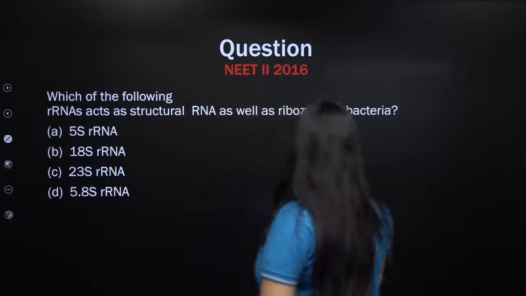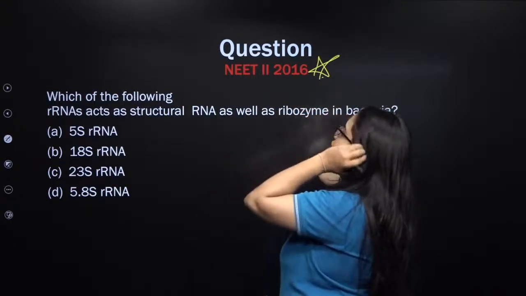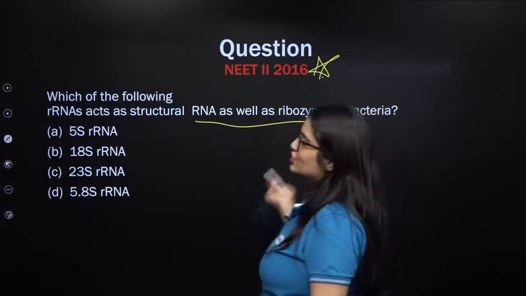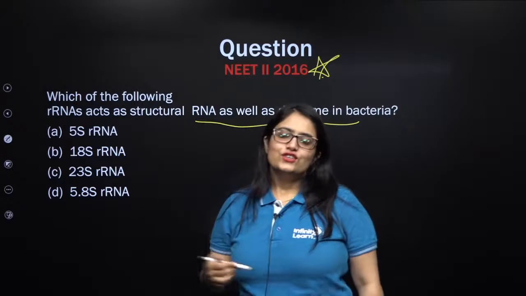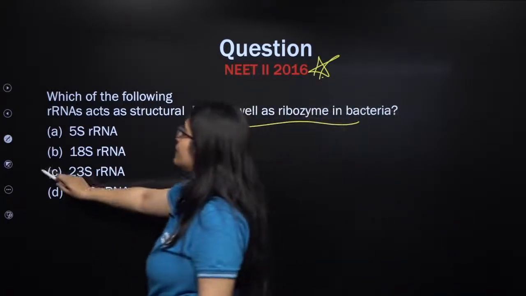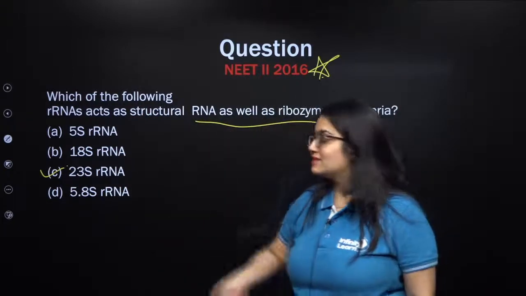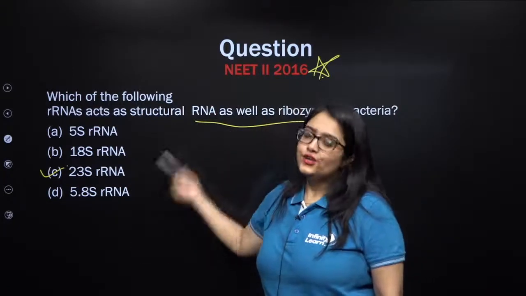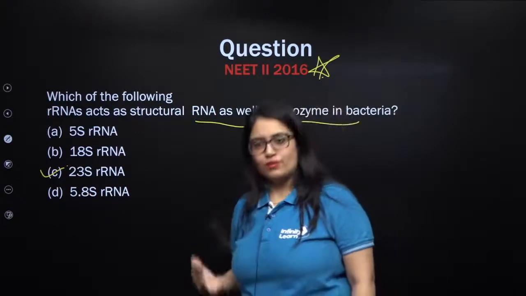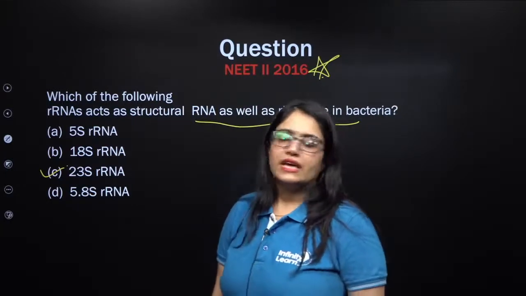Next question. 2016. Which of the following rRNAs acts as RNA as well as ribozyme? See, the question has repeated again. So who is the one? It is 23S rRNA in bacteria, a prokaryote, that acts as an enzyme, a ribozyme. This enzyme is not proteinaceous, it is nucleic acid in nature, and it is going to catalyze the peptide bond formation. That means during translation it will have its role. Excellent.